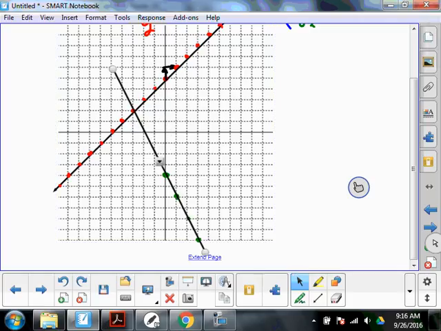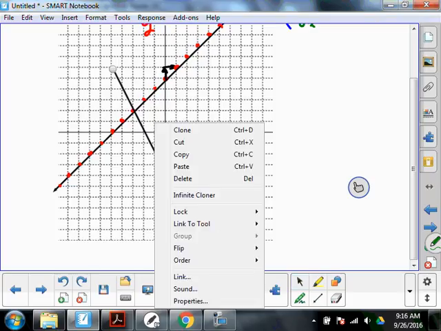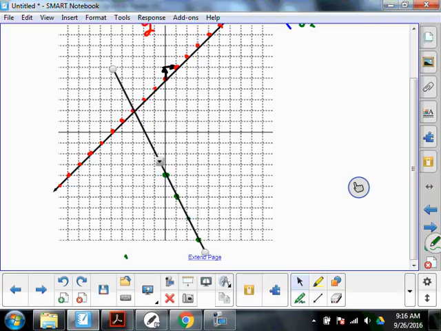Maybe I should just keep rising and running. Up 2 and over 1. I said up 2 and over 1. I don't know why my pencil's not working. Up 2 and over 1, up 2 and over 1, up 2. Oh! There it is. What's our solution? Negative 3, 2. And we saw that from the table method, right?